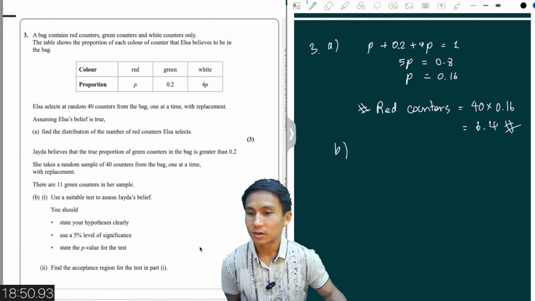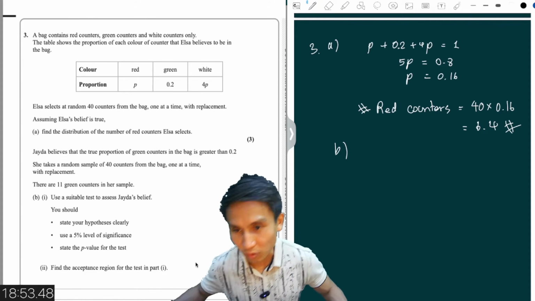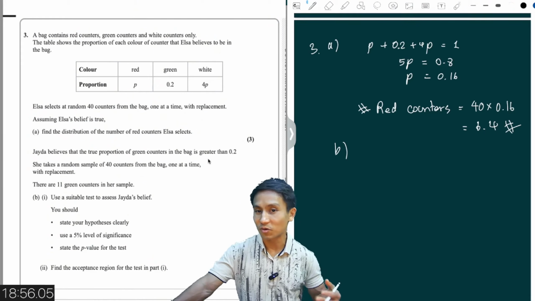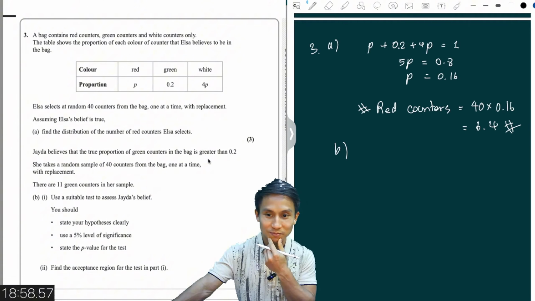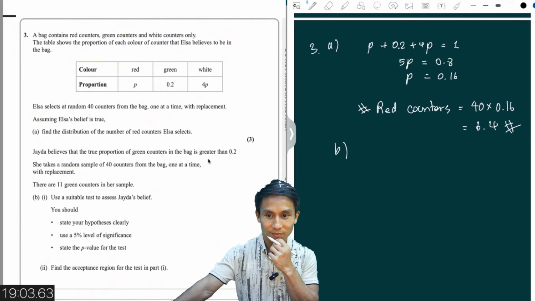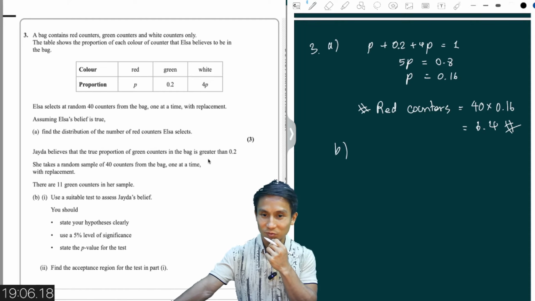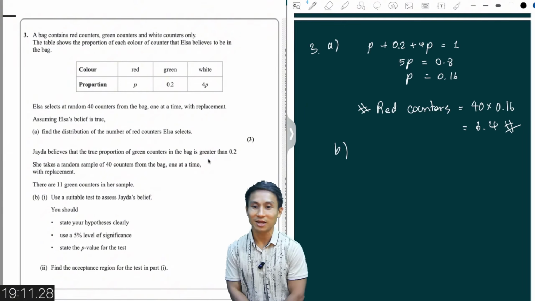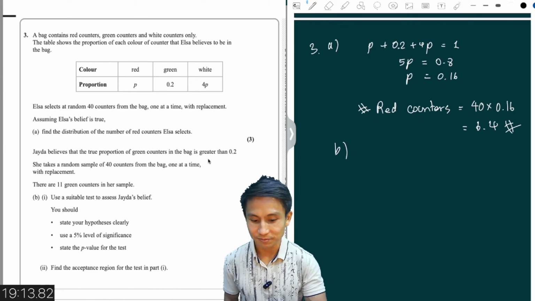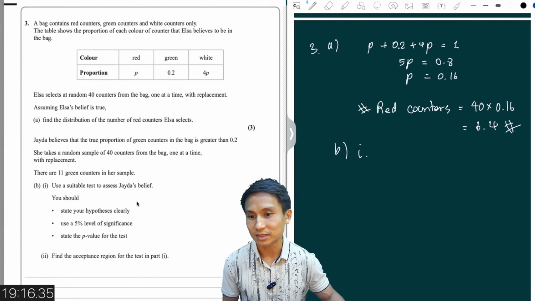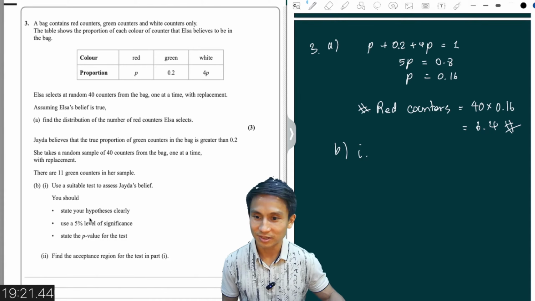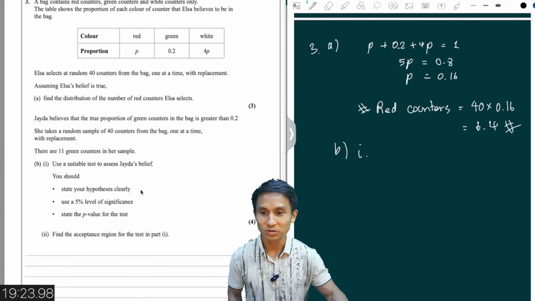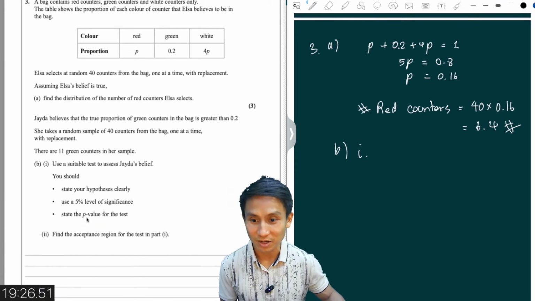Okay. Part B, Jada believes that the true proportion of green counters in the bag is greater than 0.2. She takes a random sample of 40 counters from the bag, one at a time, with replacement. Same thing. There are 11 green counters in her sample. Part B(i): Use a suitable test to assess Jada's belief. You should state the hypothesis clearly, use a 5% level of significance, and state the p-value for the test.